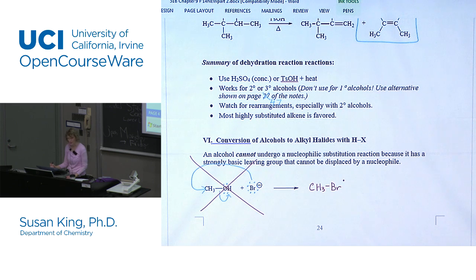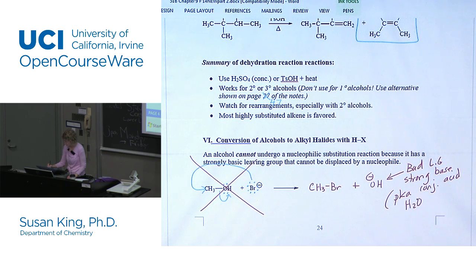But what we're going to do is figure out some ways that we can make a similar thing happen. Not by this method, but by something a little bit different. This is all because this is a bad leaving group. It's a strong base. We know that good leaving groups are weak bases. The pKa of the conjugate acid, the conjugate acid of hydroxide is water, is approximately 15. So that's in our category of bad leaving groups.